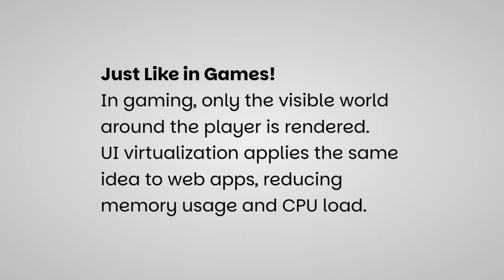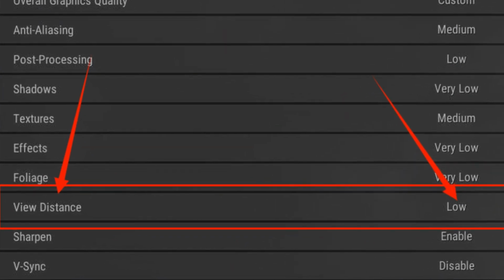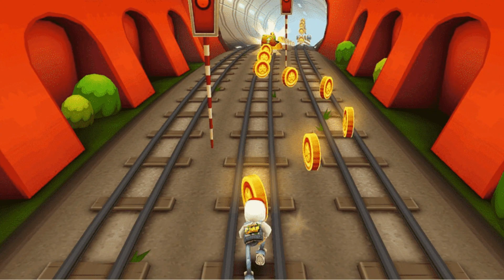In game development, culling ensures that objects outside the player's view are not rendered, keeping memory usage and frame rates in check. Similarly, UI Virtualization ensures that web apps don't overwhelm the browser by rendering only what's visible. For games, it's about optimizing complex, real-time graphics. For web apps, it's about handling large datasets or complex UIs smoothly. Both techniques focus on efficiency, but the implementation varies significantly based on the medium.